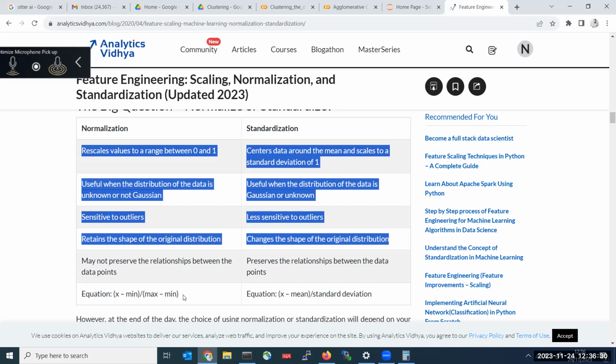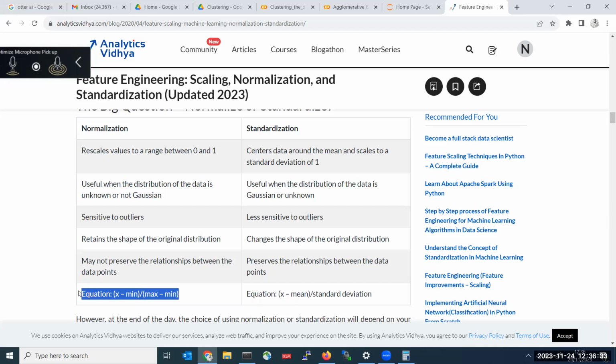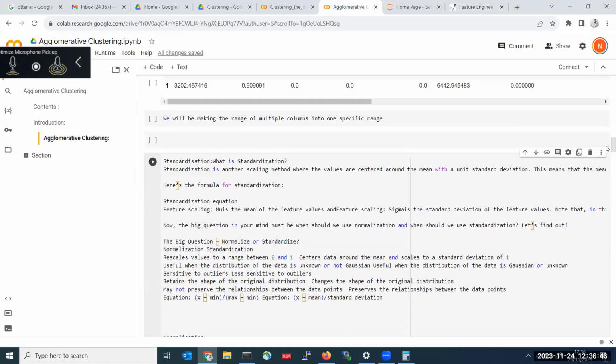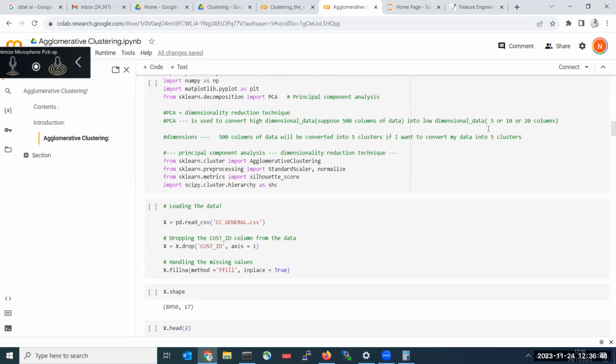See, there is no need to apply this formula by writing Python code. There is no need. We already have libraries. In those libraries, they have already implemented the Python code using these formulas. So simply, we need to import the library and use it. Nothing more than that. What I have done here, see here.